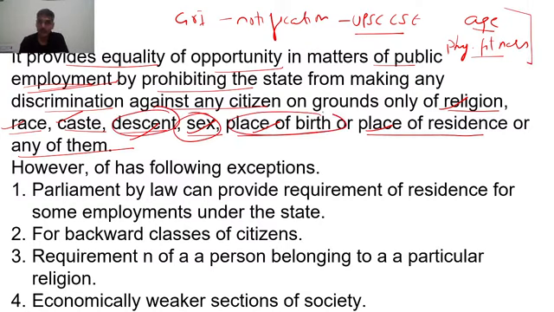Why? Because they are not in the control of any individual. They are accidental. They are not by choice. So I am born Yadav. I had accidentally been born in a Yadav family. It was not by choice.